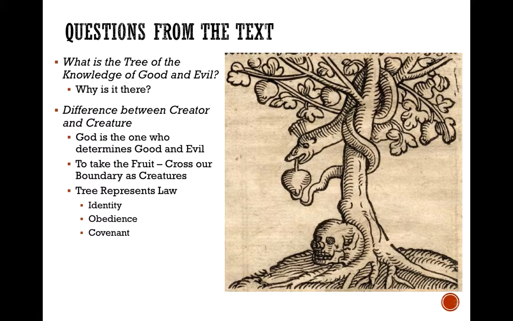So here we see that the tree represents identity. It speaks to that part of the covenant that is about obedience. Do not eat from the tree. Obey what God says, and you will stay in the garden and you will be blessed. But disobey and eat from the tree, cross that boundary, and you will fall into disobedience and you will be cursed. And as we have been talking all along already, the curse can be signified also as exile.